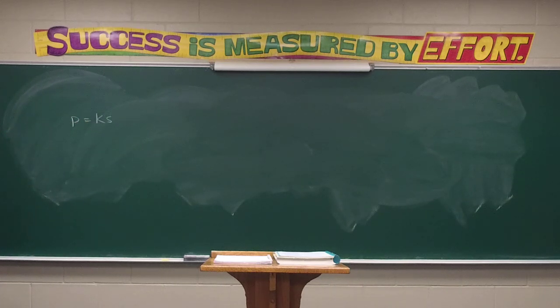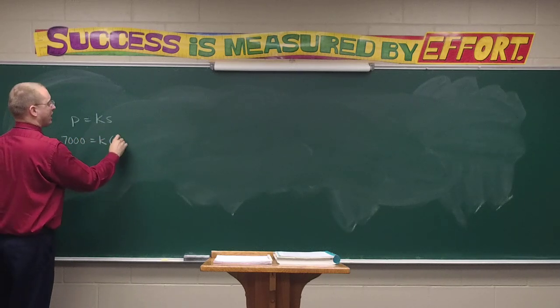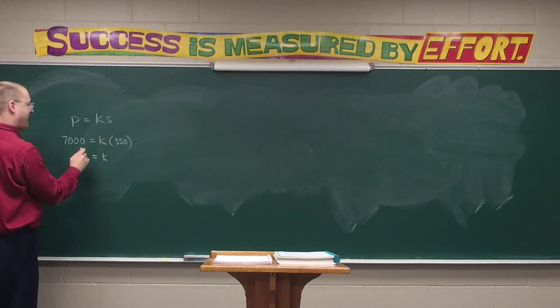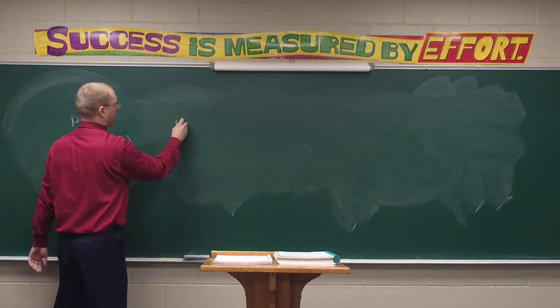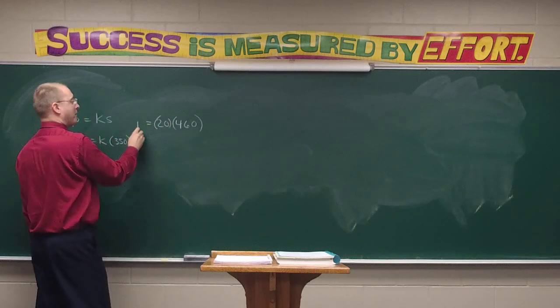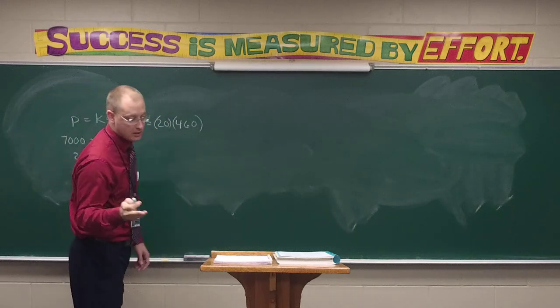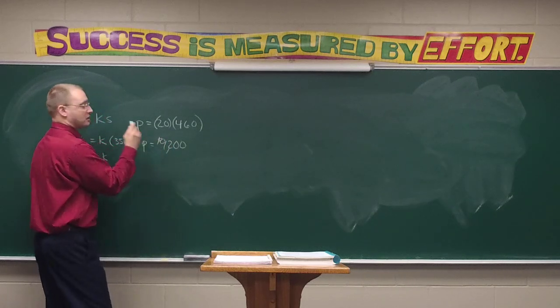How many said profit is P equals K times students? All right, so 7,000 profit equals K times 350 students. How many found the K to be $20? Constant of 20. So then, if we have 460 students, we've got a constant of 20. How much profit should we expect, class? $9,200. How many found that to be the profit?